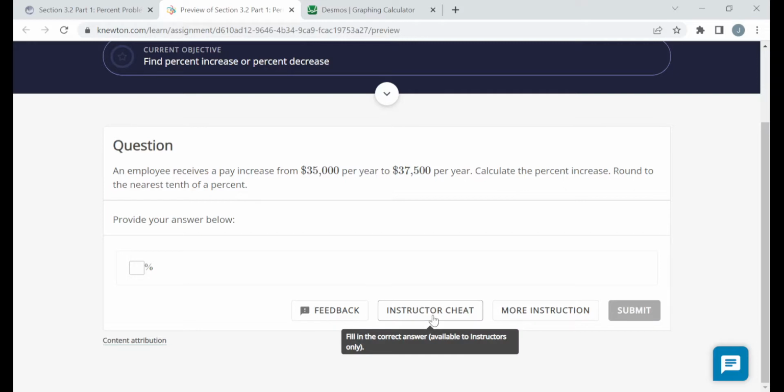You will not have this instructor cheat button. Alright, this is for instructors only. But you will have the more instruction button. So if you're ever struggling with a topic, click on this and you'll be taken to a page with further reading or videos to study, and then you'll be given questions related to that instruction, and completing those questions can progress you through the assignment as well.